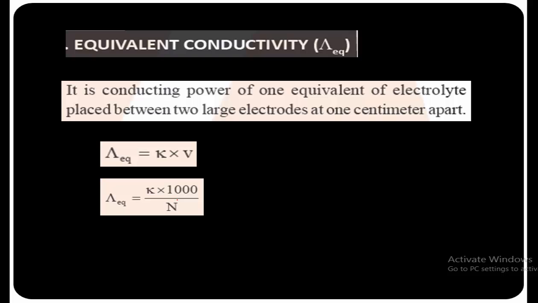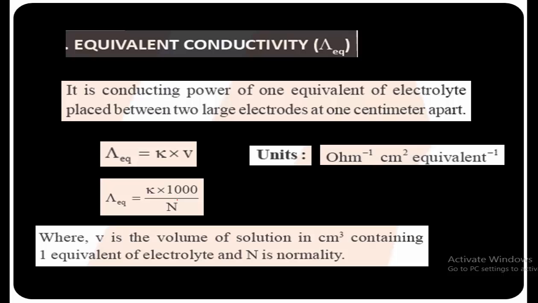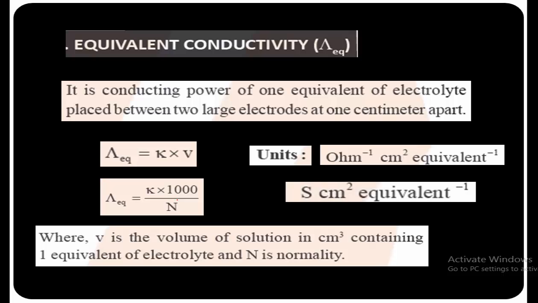Here N is normality, V is volume again, and one equivalent of electrolyte is there. The units are per ohm square centimeter per equivalent, or Siemens square centimeter per equivalent. So this is the equivalent conductivity. So this is all about the conductance of electrolytic solutions.